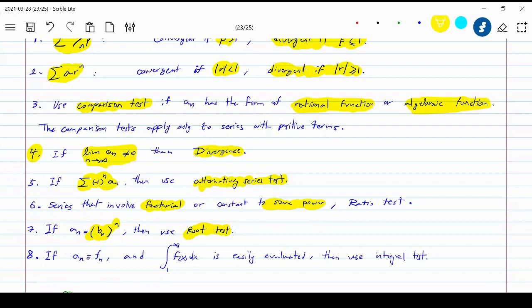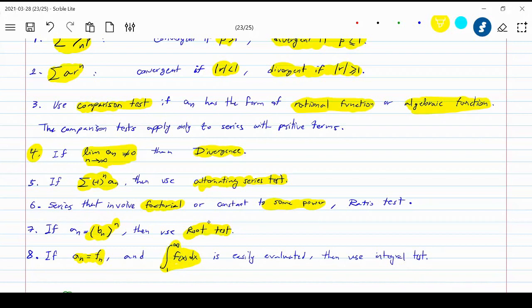And finally, if an could be approximated by a function f of n, and that f of n is decreasing and satisfies the properties for the integral test, it is quite often useful if you can really integrate this integral. So if f is not super complicated, maybe you can use this integral test.